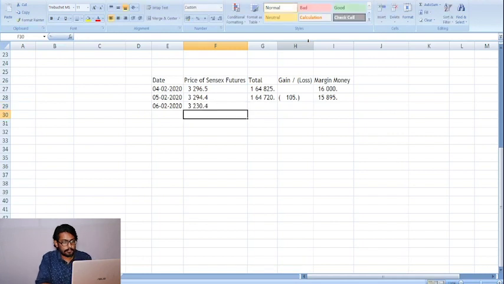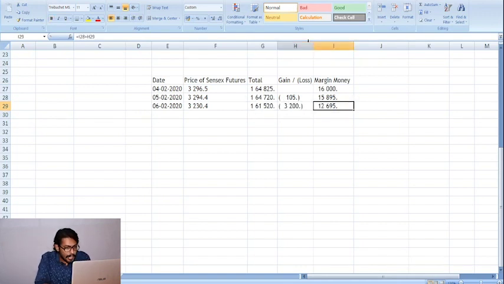Now, on 6-2, Sensex becomes 3230.4. The total value becomes 1,61,520, which means you are incurring a loss of 3,200. Margin money gets reduced to 12,695.